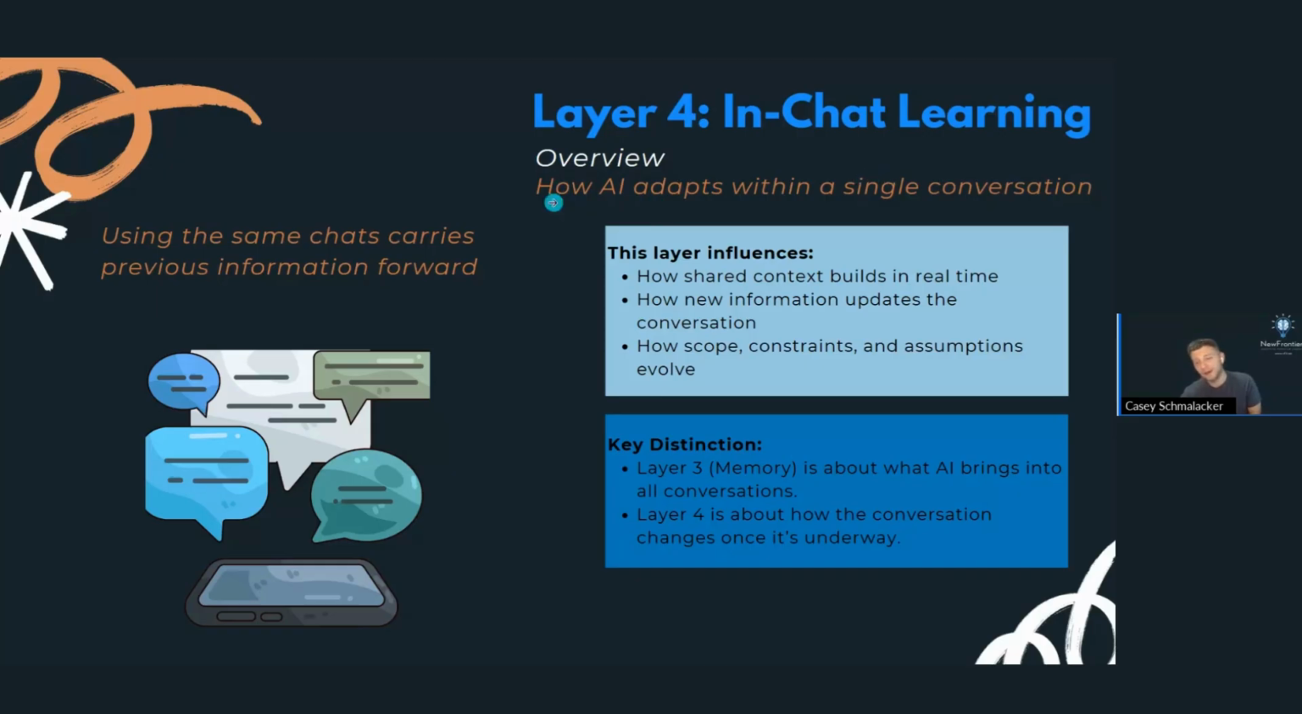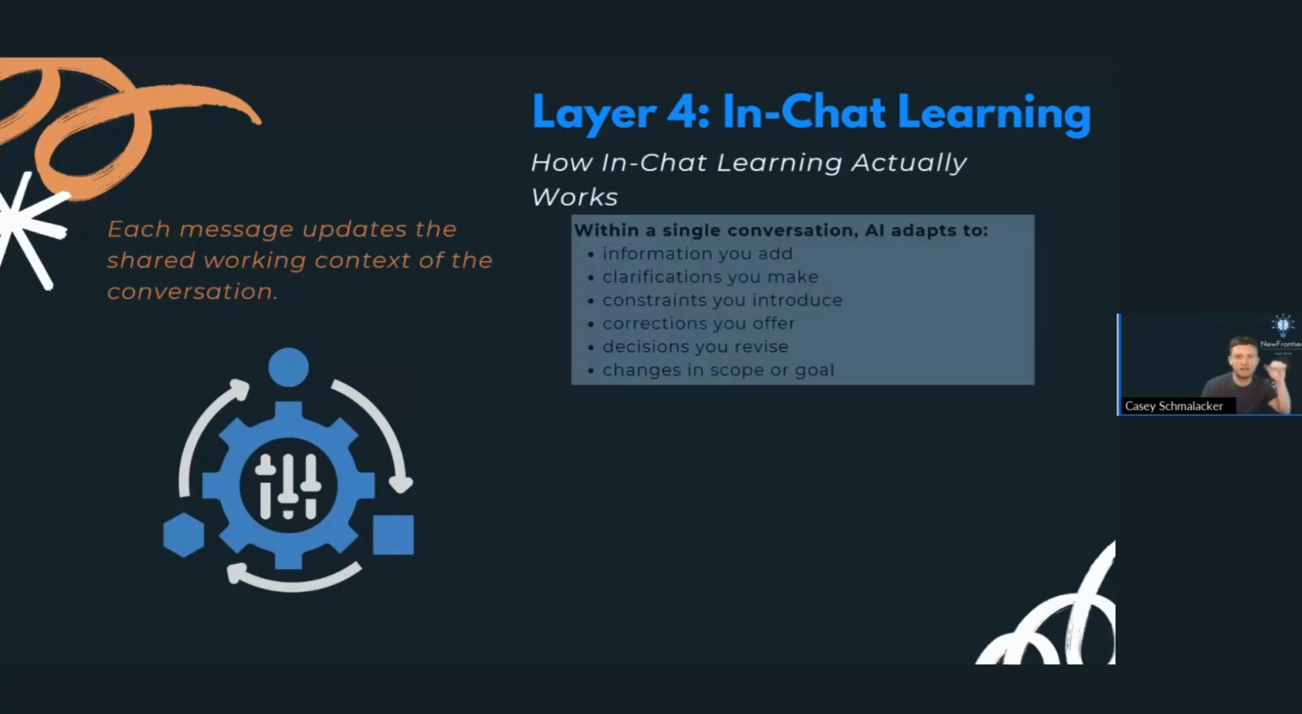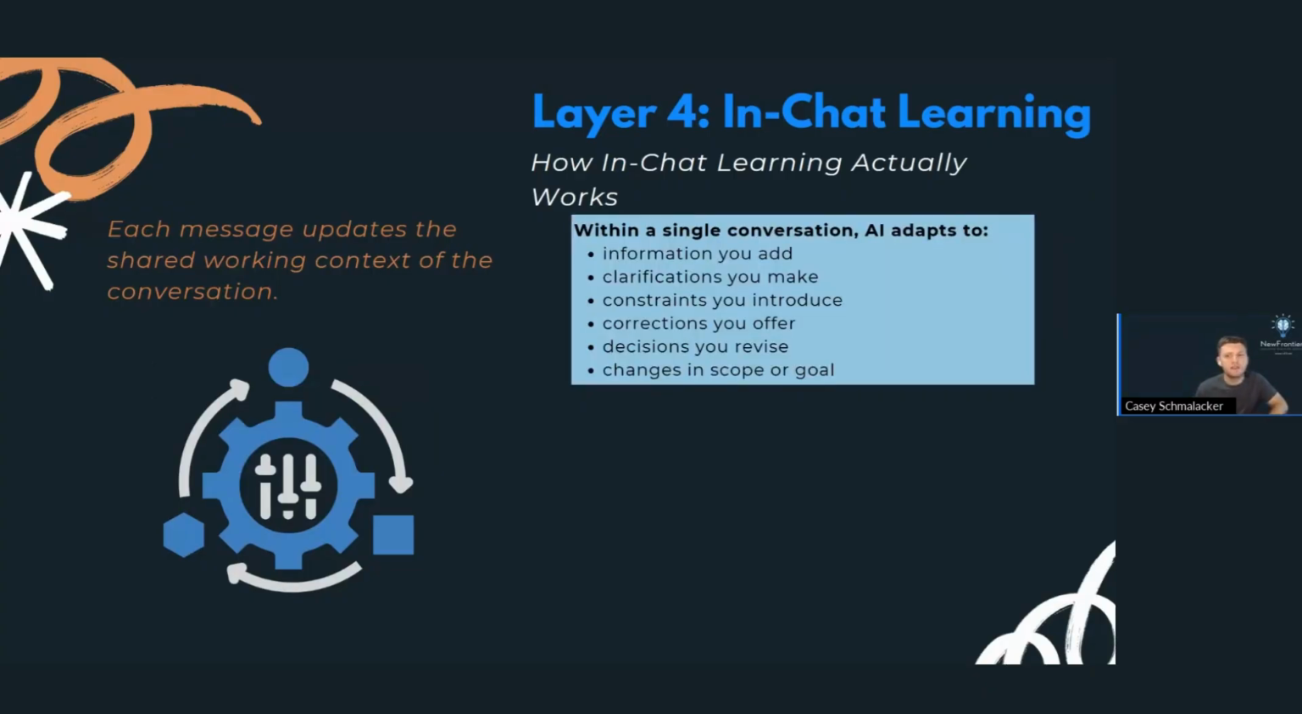So, again, just to recap, this is how AI adapts within a single conversation, and using the same chats carries previous information forward within that chat. I'll share a very clear example. So, how does in-chat learning actually work? Within a single conversation, AI is adapting to information you add, clarifications you make, constraints you introduce, corrections you offer, decisions you revise, changes in scope or goal. It is incorporating all feedback you give to better predict the type of responses that you're looking for.